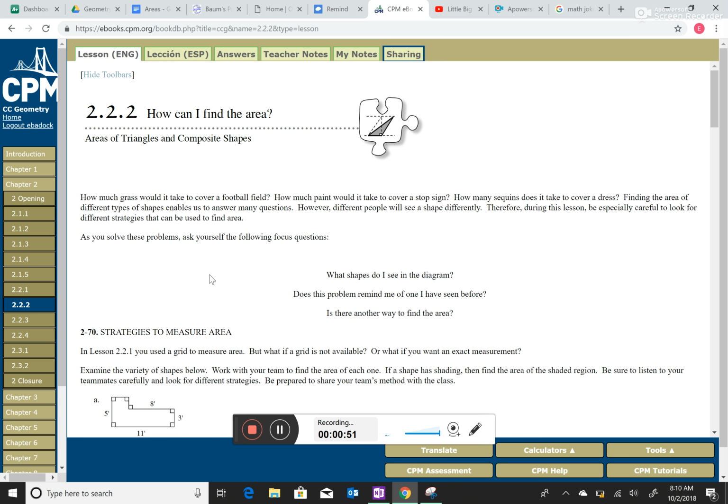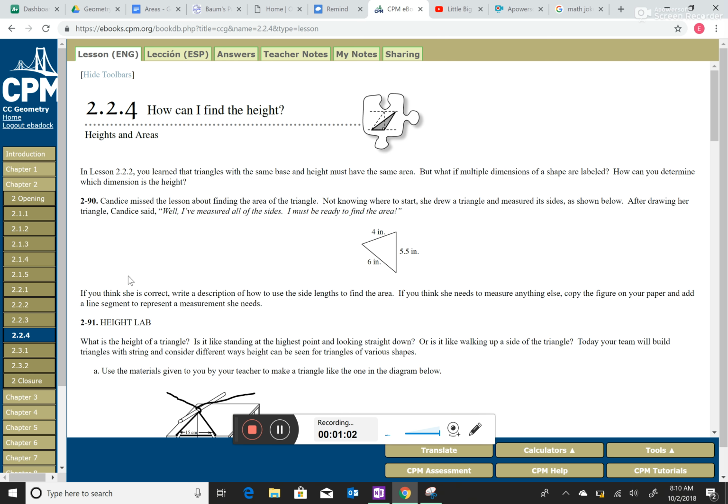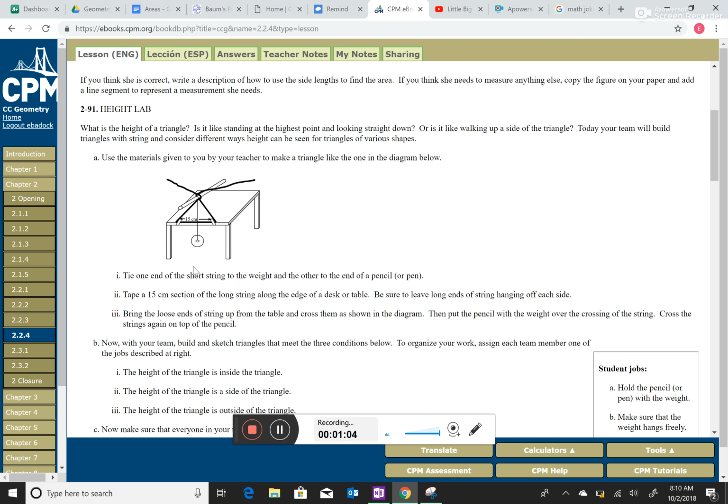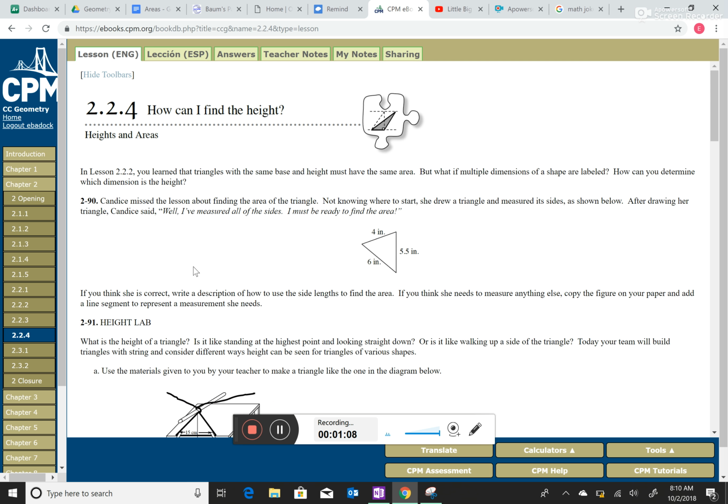2.2.2 is how can I find the area of triangles. Then we move on to 2.2.3, which is area of parallelograms and trapezoids. And then 2.2.4 is heights and areas. So it's all stuff we can condense and sum up into 2 days.